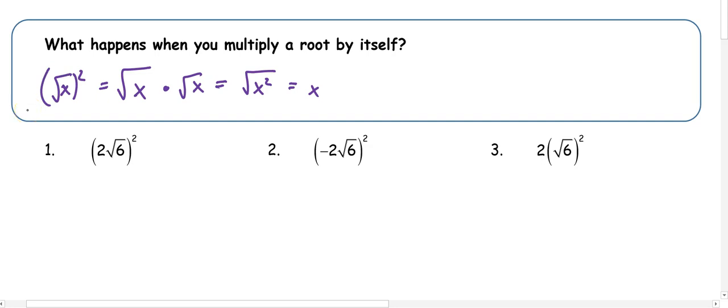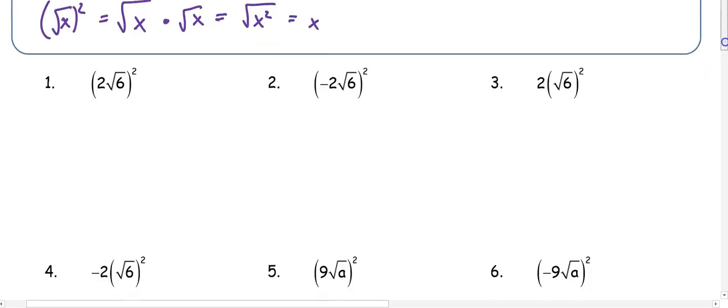So when you multiply a root by itself, the number under the radical is what you're going to get out, because radicals and squares, like we see in this step, are inverses of each other, so they cancel out. So let's use this idea to apply to some special cases.